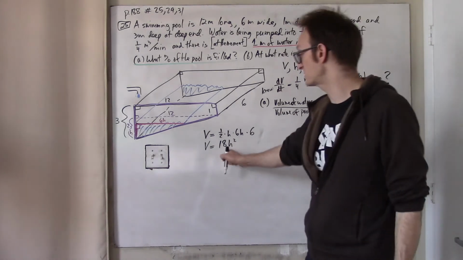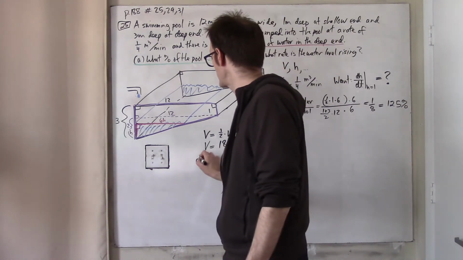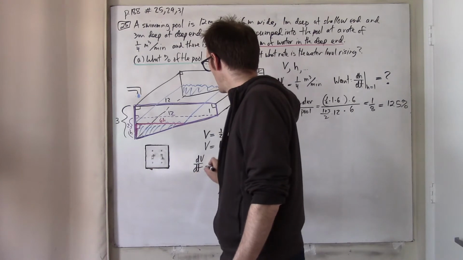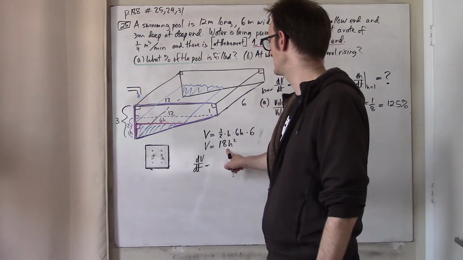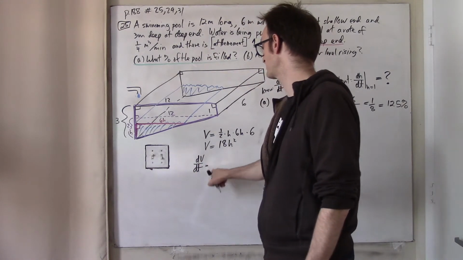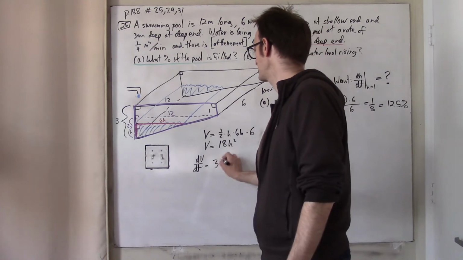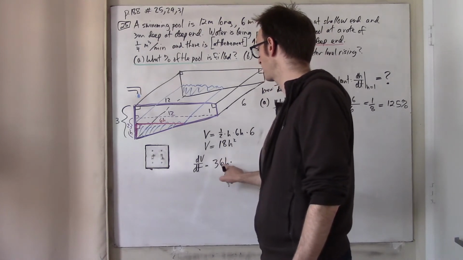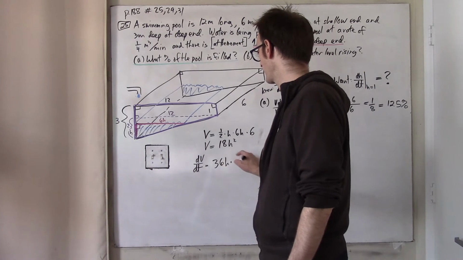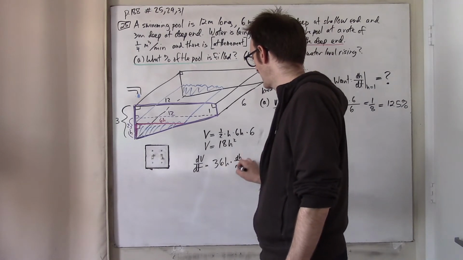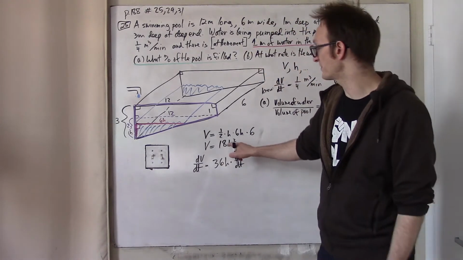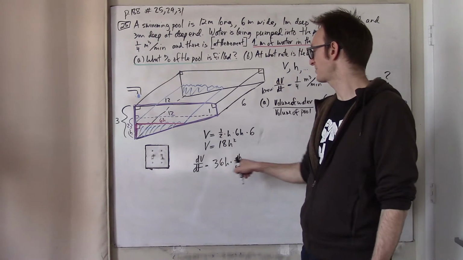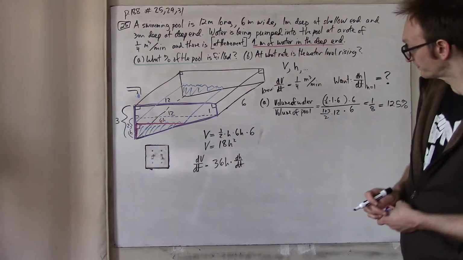Now we can just take the derivative of both sides. So I take the derivative of both sides, I get dV/dt equals, what is the derivative of 18h squared with respect to time? It's going to be 36h, times, back inside, the derivative of h, which is dh/dt. So I'm doing the chain rule here. The derivative of something squared is 2 times something, times the derivative of that something.